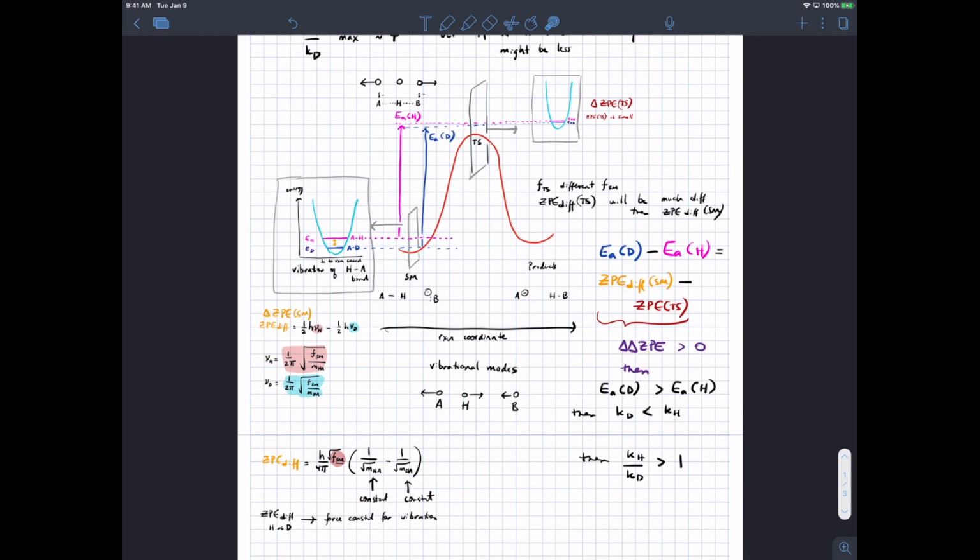All right. So if you did a kinetic isotope experiment and you observed KH over KD equals 1, you would conclude that there wasn't a lot of difference in the vibrational modes available to the starting material versus the transition state.